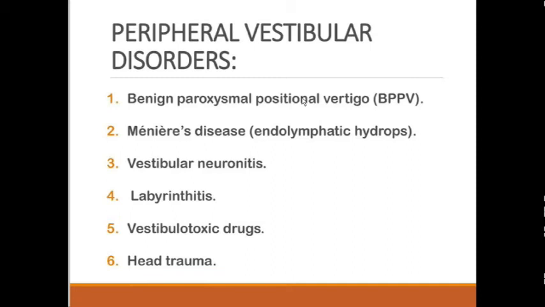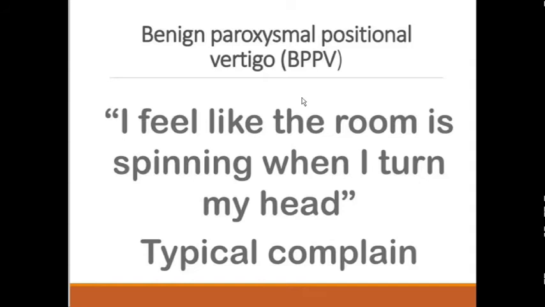BPPV, please remember, is the most common cause of peripheral vertigo. Okay, second is Meniere's disease. Then you have vestibular neuronitis and labyrinthitis. Again, of course, ototoxic drugs. So a BPPV patient will say that I feel like the room is spinning when I turn my head. So this is a true vertigo.